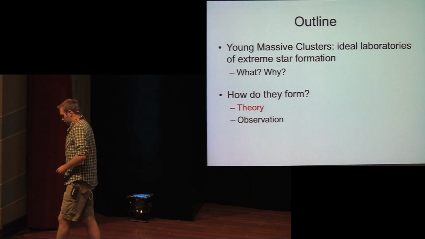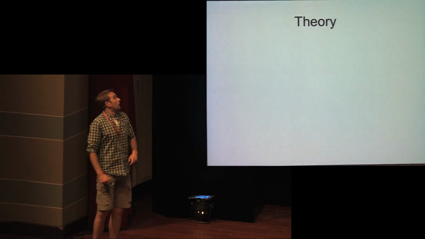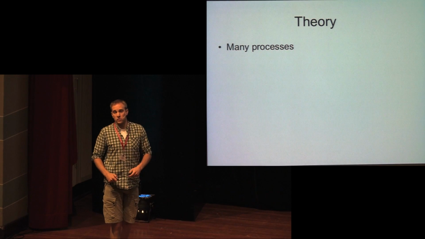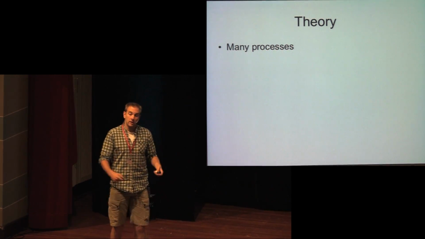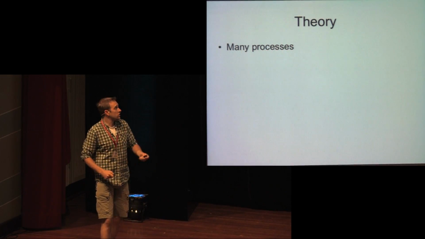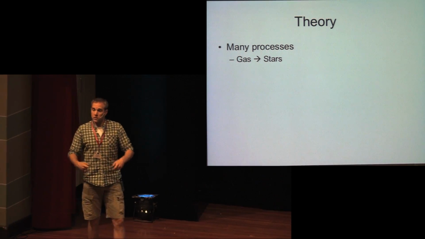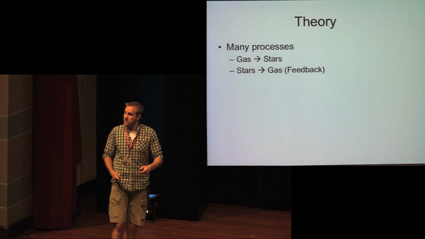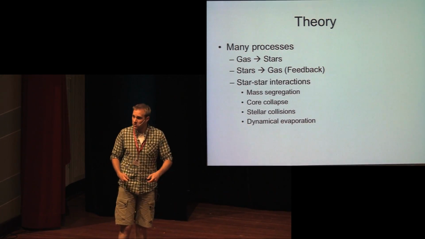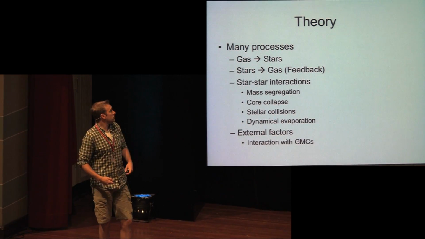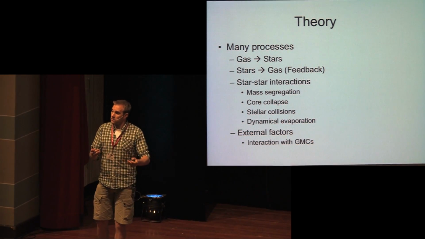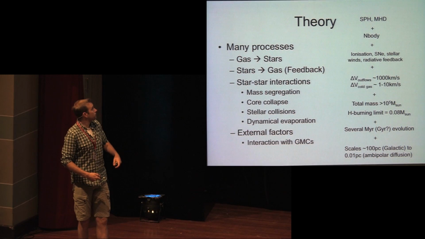Okay, so theory. What do we know? It's difficult. And that's because there are many processes that are involved in getting a large gas cloud into a large number of stars. First of all, you have to take account of the fact that gas is getting converted into stars, but then the stars kick back. There's some feedback. You have to worry about star-star interactions once you've got the cluster there. And then you have to care about the external environment. Once you've formed the cluster, does the environment affect how long it lives?